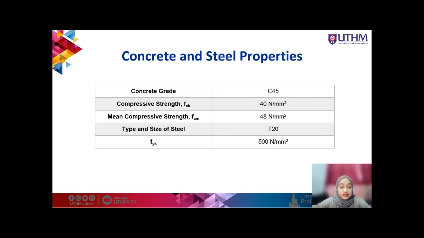These are the concrete and steel properties. The concrete grade we use is C45. The compressive strength is 40 Newton per millimeter square, and the mean compressive strength is 48 Newton per millimeter square. The type and size of steel used is T20, and the steel characteristic yield strength is 500 Newton per millimeter square.